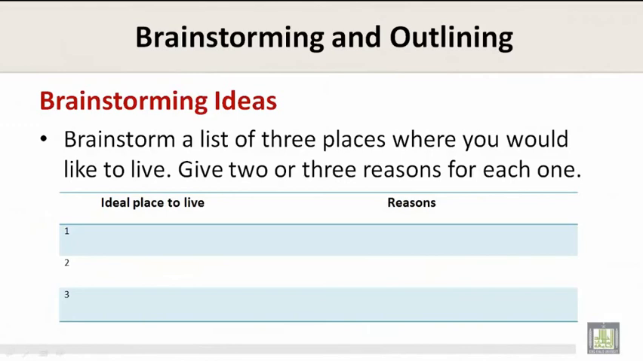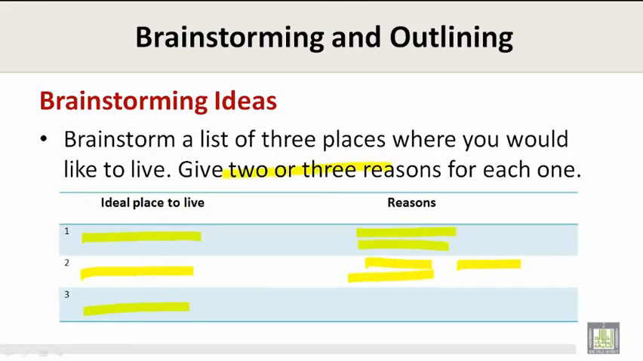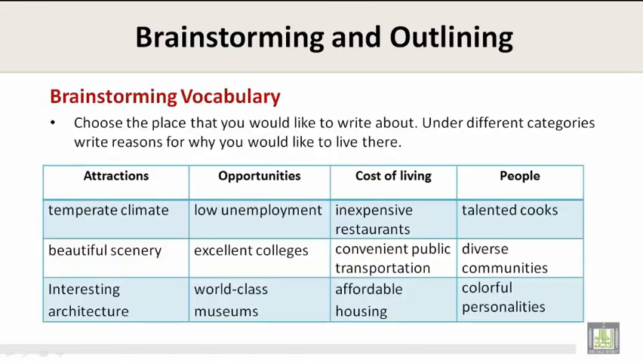Brainstorming ideas. Brainstorm a list of 3 places where you would like to live. Give 2 or 3 reasons for each one. Do this on your own piece of paper. You want to label 3 ideal places to live, and you want to give 2 or 3 reasons for each one. Choose the place that you would like to write about. Under different categories, write reasons for why you would like to live there.